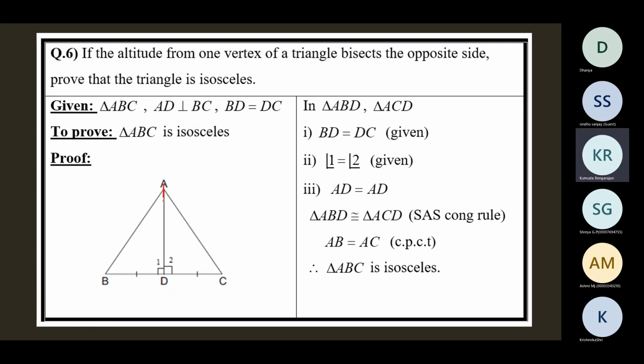If the altitude from one vertex of the triangle, so 90 degrees, bisects the opposite side, that means BD is equal to DC. BC is a side, so bisects meaning BD is equal to DC. Then prove that the triangle is isosceles. So take up these two triangles. This side is equal to this side. This is 90, this is 90. And AD is the common side.